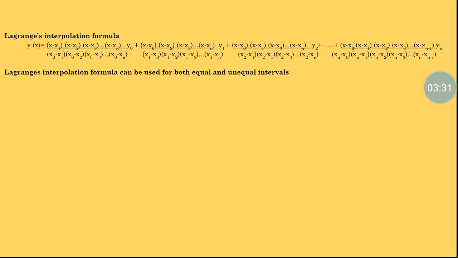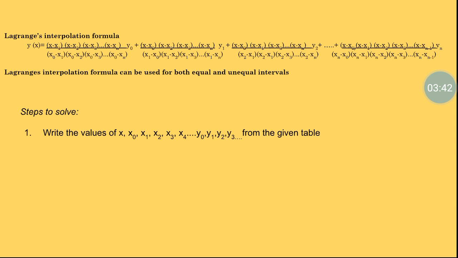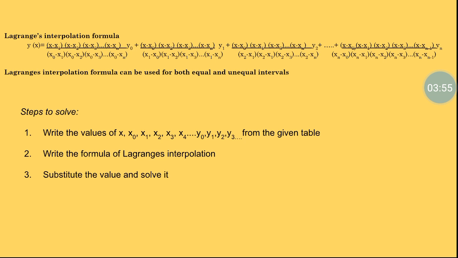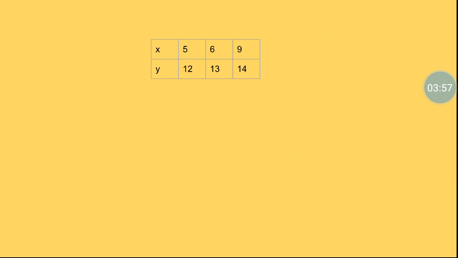The formula continues till the number of terms which you have in the table, and Lagrange's interpolation can be applied for both equal and unequal intervals. First note down all the values from the table, all x0, x1, x2, x3 values, y0, y1, y2, y3 values, and the value of x which will be given to us in the question. Write the Lagrange's interpolation formula, substitute all the values and come to the solution.